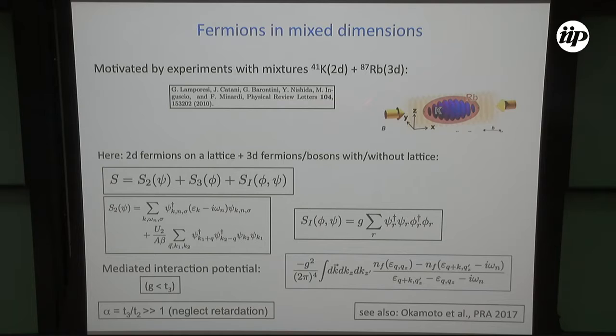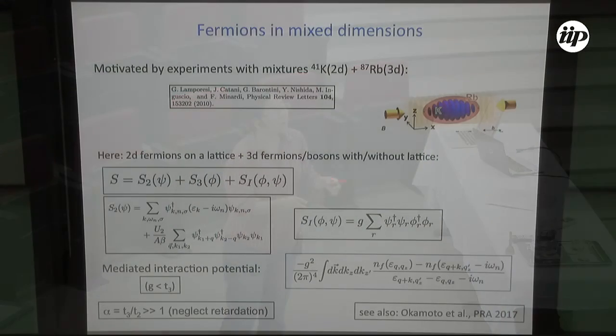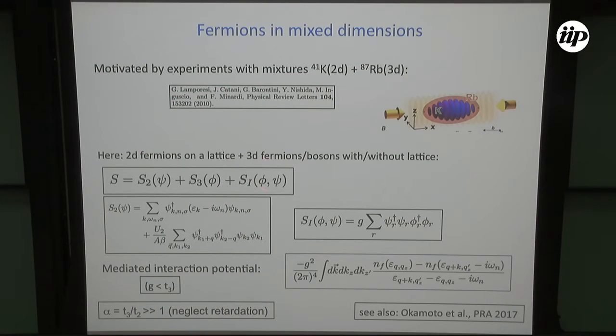Here we are motivated by these experiments where one has, in this case, bosons, but one species living in one dimension and the other in a different dimension. So these would be 2D pancakes immersed in a 3D gas. We then envision having our 2D fermions in a lattice that we like, immersed in a 3D either gas or lattice, either fermions or bosons. This is not very crucial.